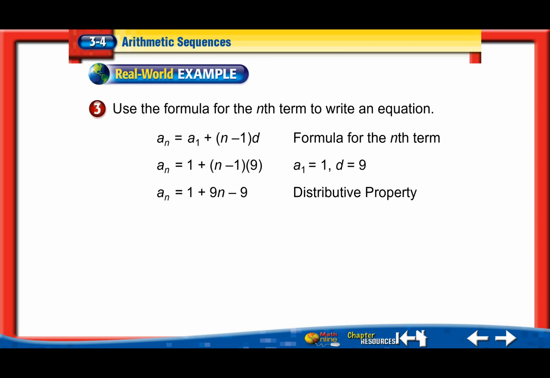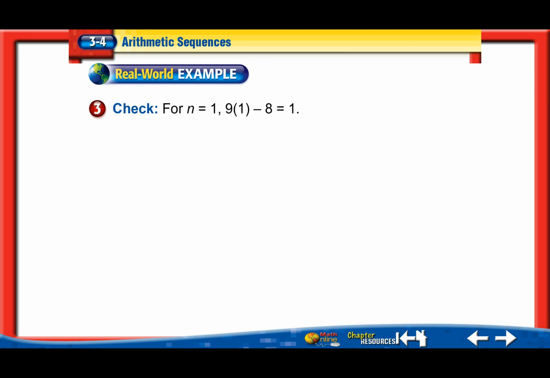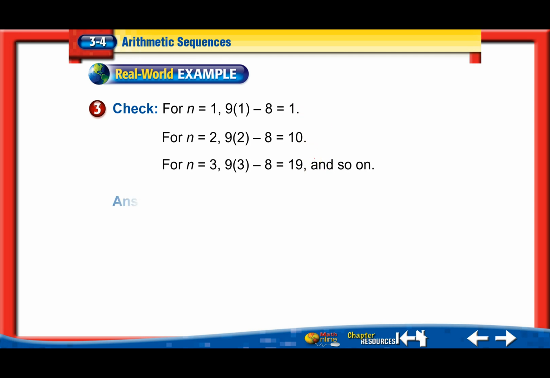So I distribute that property out, combine like terms, which would be simplifying. Then we check to make sure that it comes out to the same numbers. There's my first 3, and those match up with the original 3 numbers that we had. So I can say that my answer would be a to the nth equals 9n minus 8.